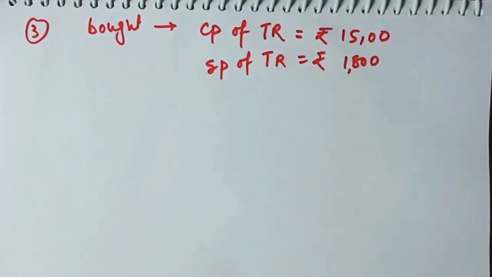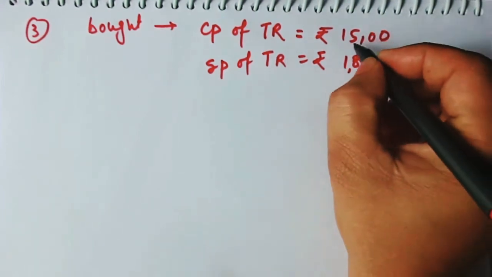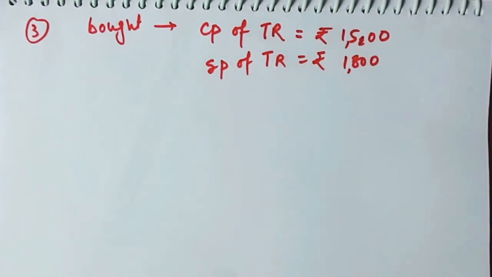1800. Now, one minute, the comma will be over here. It doesn't matter, small mistakes are bound to happen because this is one retake only.